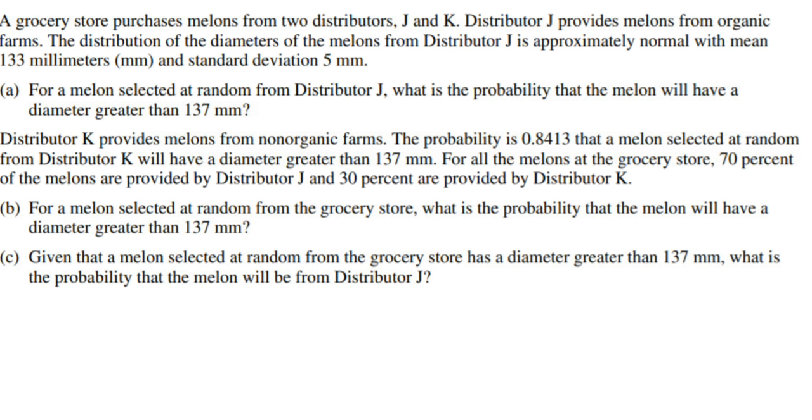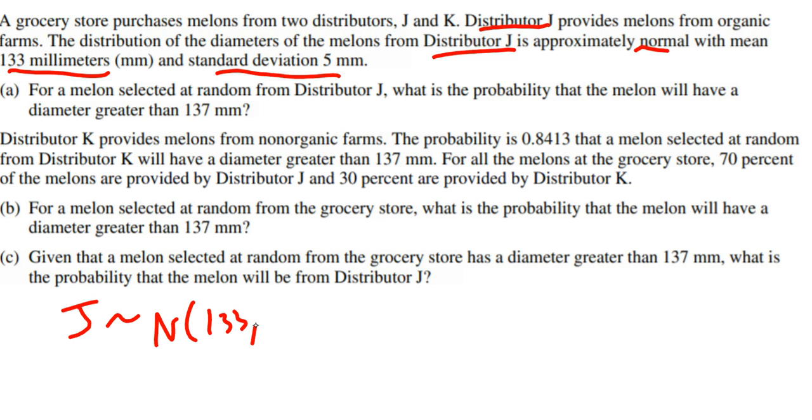All right, part A is very straightforward. We know that there is this distributor J, and J is normal with a mean of 133 and a standard deviation of 5. So like I mentioned in the other video, you want to write it this way. J is approximately normal with a mean of 133 and a standard deviation of 5.